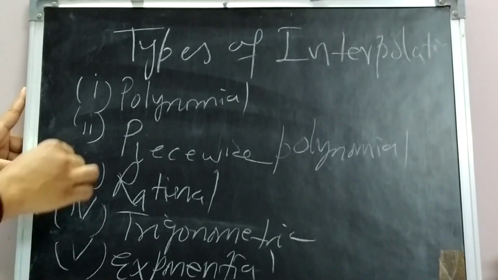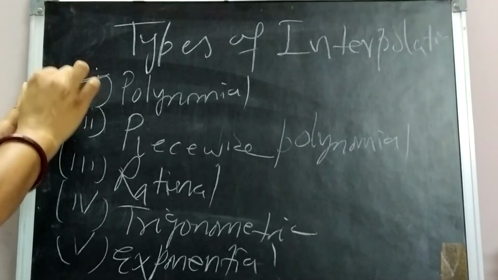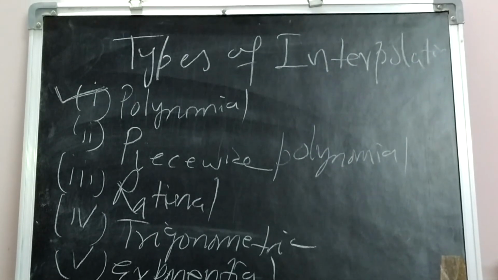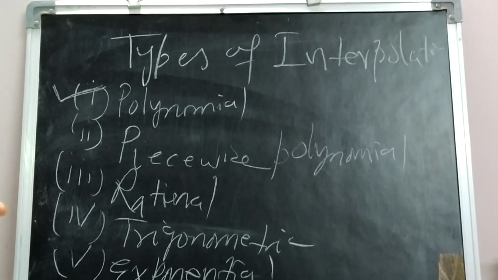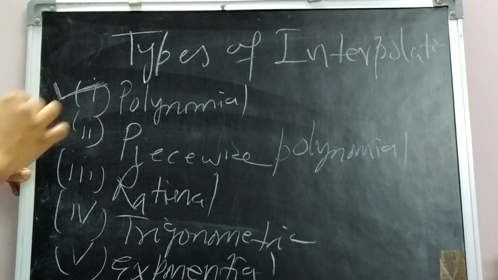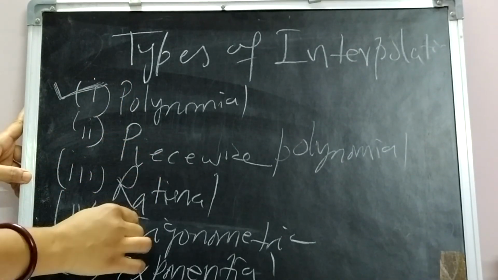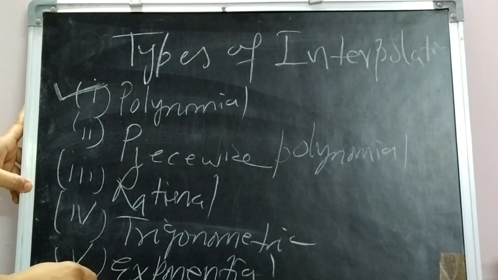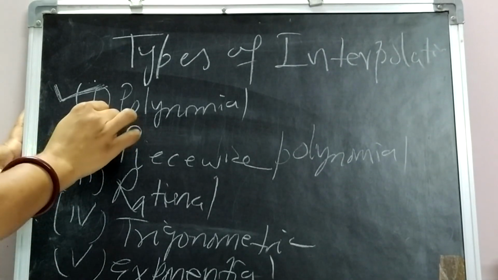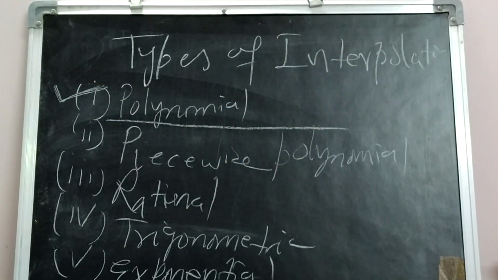The polynomial function is the most popular one. Why is it the most popular? Because a polynomial is easy to evaluate, and it can be differentiated and integrated also. Otherwise, the other types are also very important interpolations, but we will focus here on polynomial interpolation in detail.